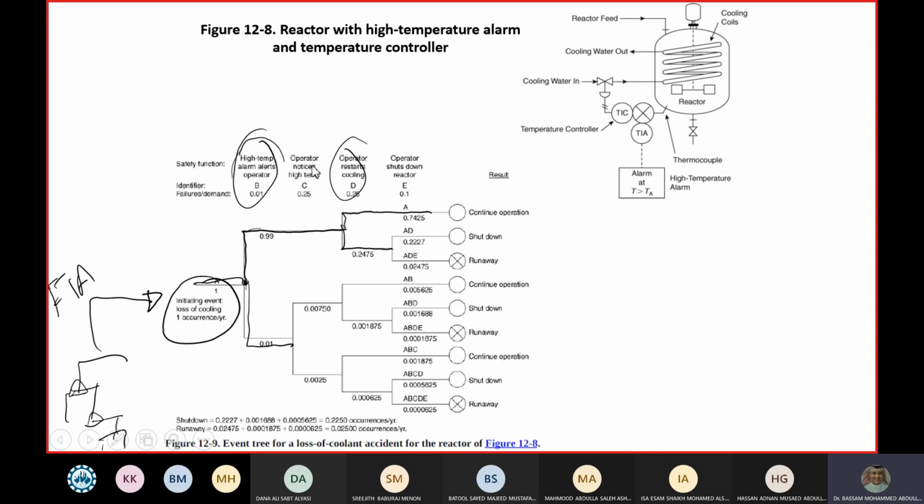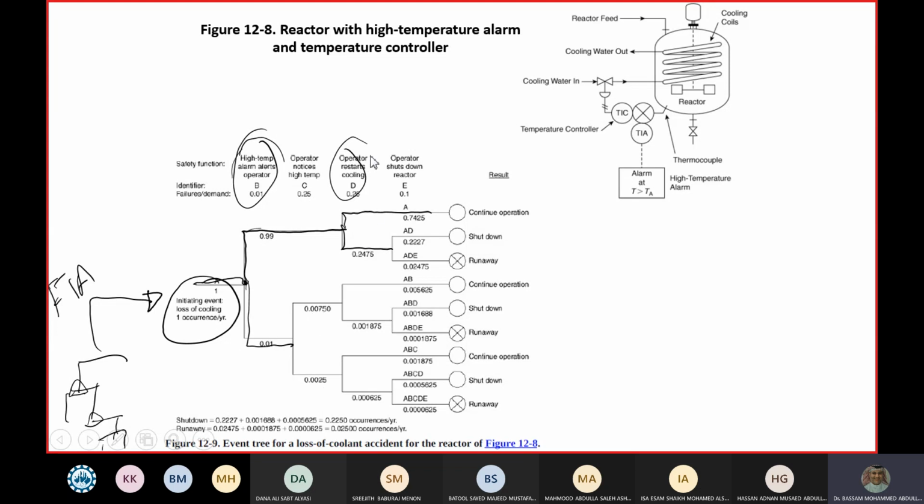And here where we have the operator notices high temperature, you have a 25% of failure that the operator will not notice that there is a high temperature. And because of this 25%, you're going to use this 25% to identify the 0.99 to 0.7425 and 0.2475, and the 0.25 multiplied by the 0.01 to give me 0.0025, and the rest we have here.